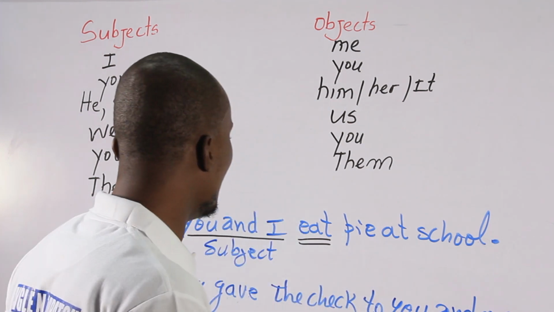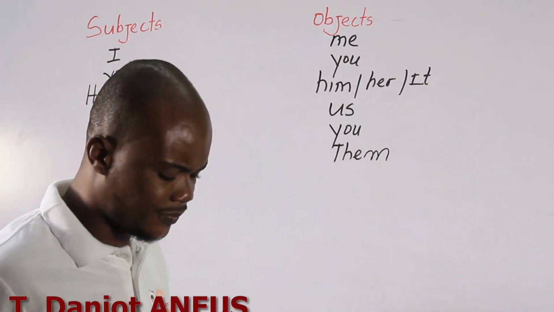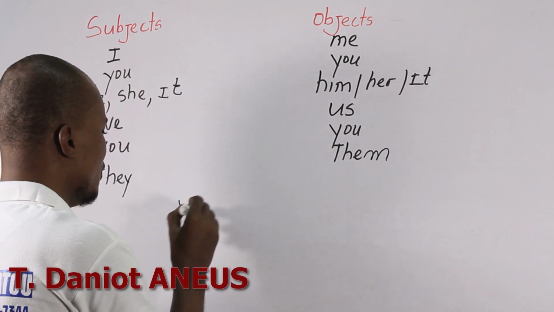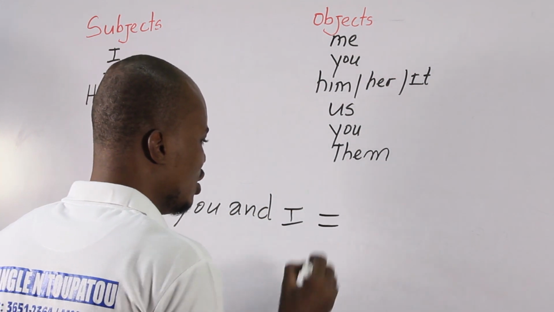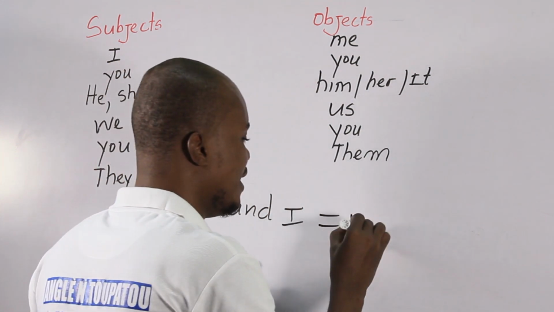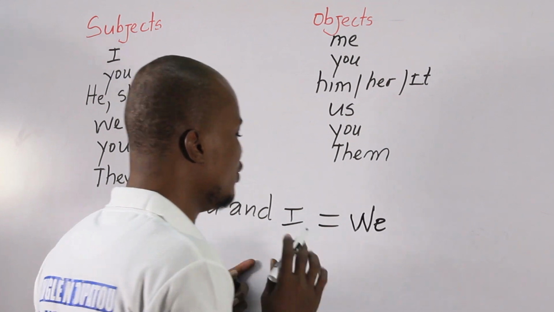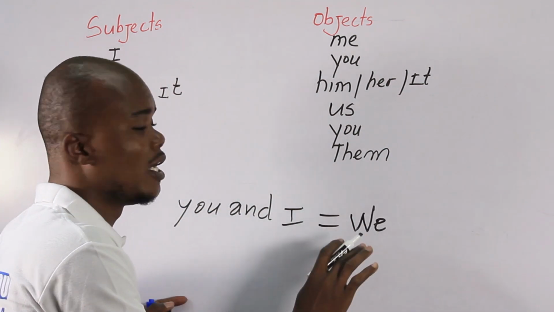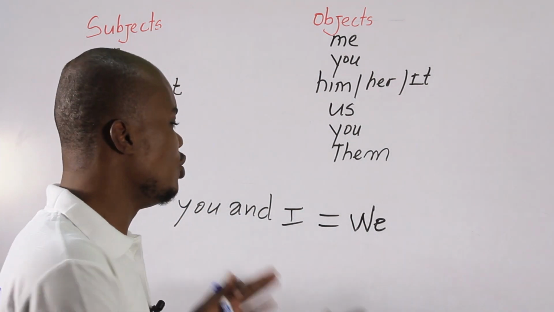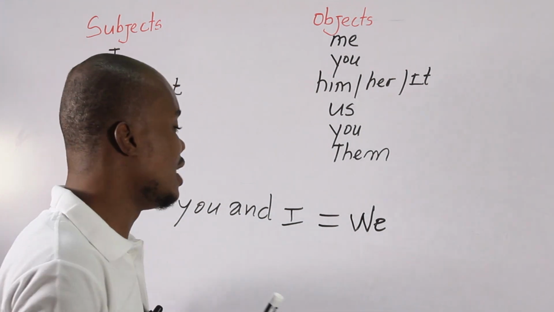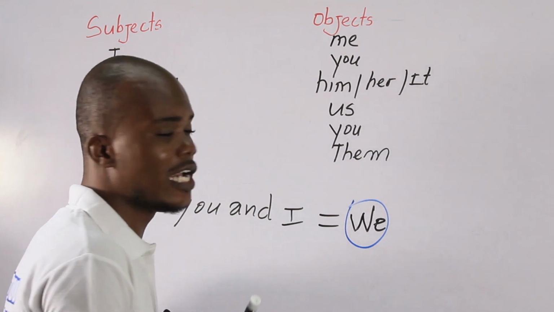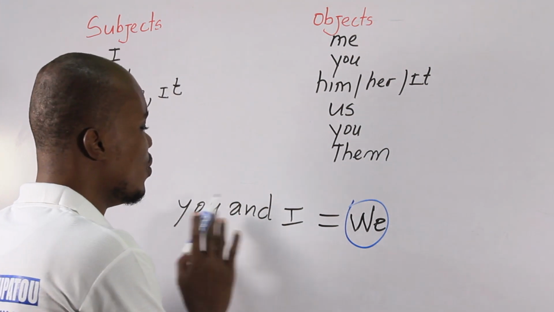And let me remind you, when you say you and I, you can simply say we. If you don't want to say you and I, you can simply say we. We go to the party, you and I go to the party. If you don't want to say we, you say you and I, but if you don't want to say you and I, you can simply say you and me.